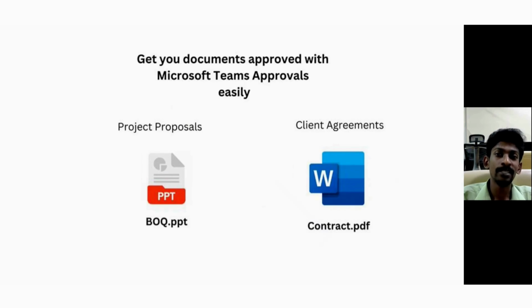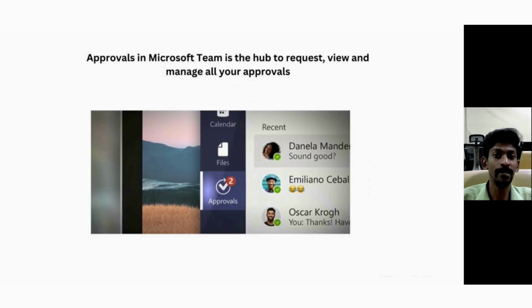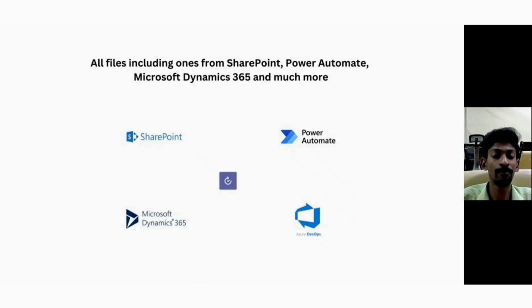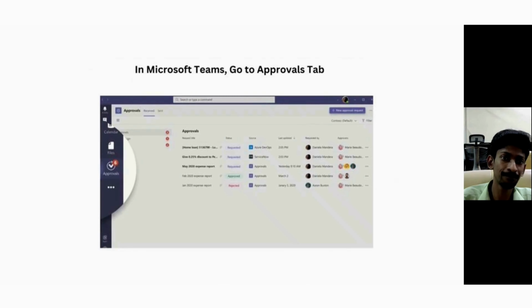Get all your documents easily approved using Microsoft Teams approval, whether it be a project proposal, a client agreement, or contract details. All such documents can be easily approved now. Approvals in Microsoft Teams is a hub to request, view, and manage all your approvals. All files from SharePoint, Power Automate, Microsoft Dynamics 365, and much more can be managed using this feature.